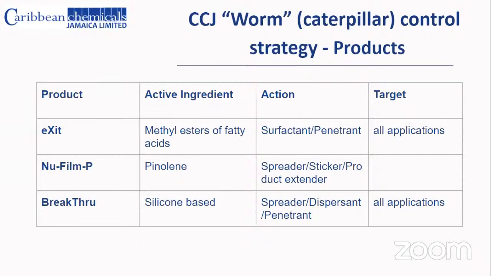So all in all, what we've tried to do with our control strategy is include chemistries that match the biology and feeding habit of the larvae, and intertwine that now with adjuvants to extend the efficacy of those chemistries. So as I said before, it's no magic trick.